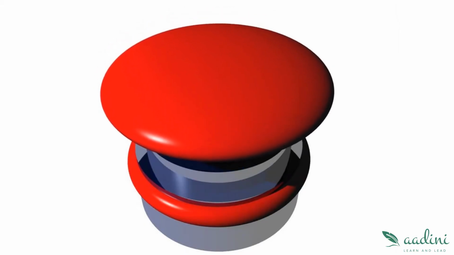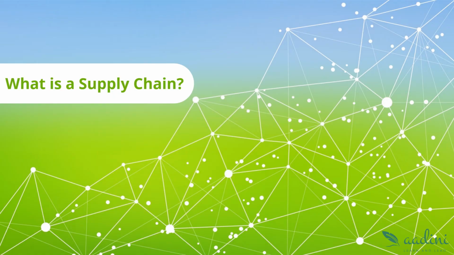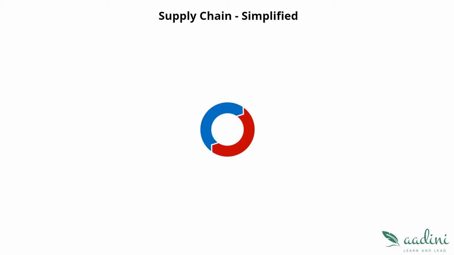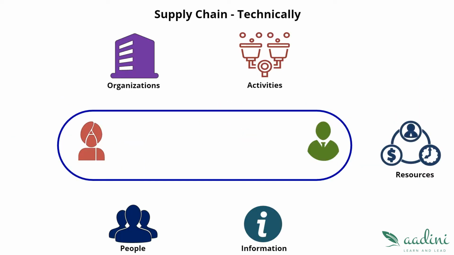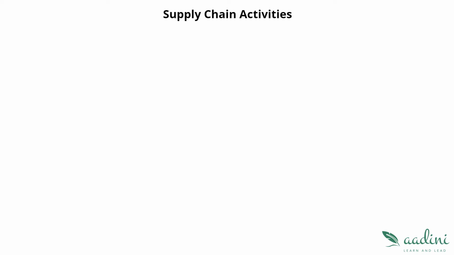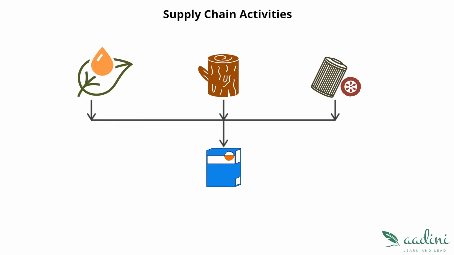We are going to start by understanding the very basic question, which is, what is a supply chain? In simple terms, a supply chain is a process of making and delivering products. If we look into supply chain through a technical perspective, supply chain can be understood as a system of organizations, people, activities, information, and various resources involved in moving a product or a service from a supplier to the customer.